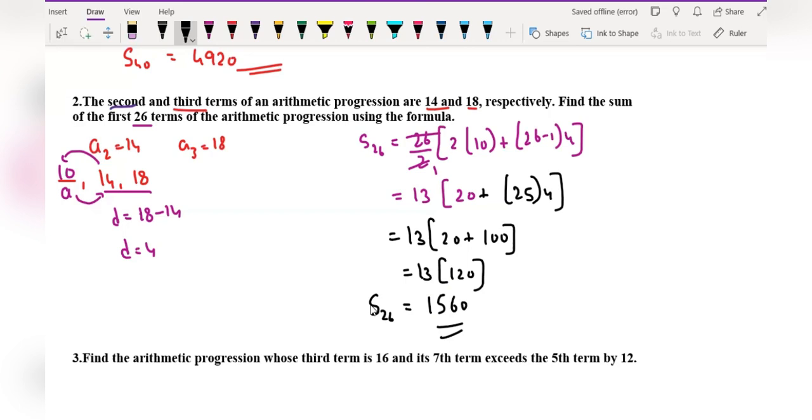I hope you have copied the solution. Let us go with the next question. That is the third one.